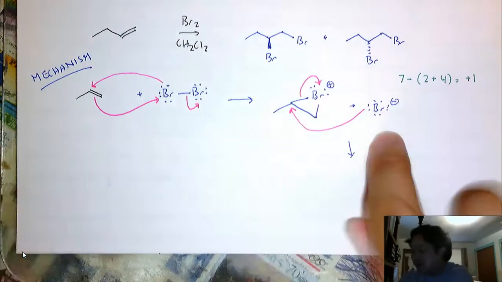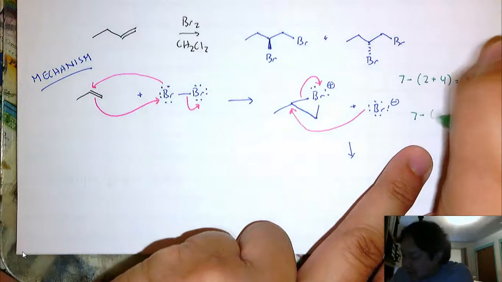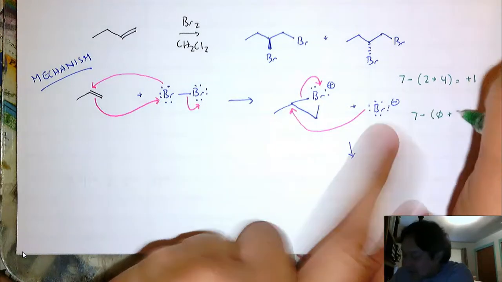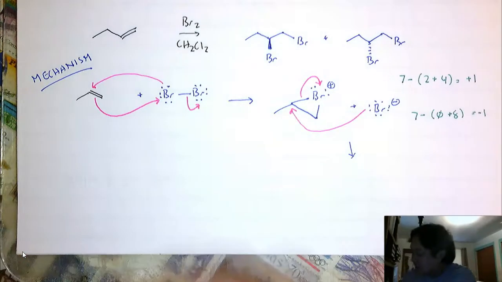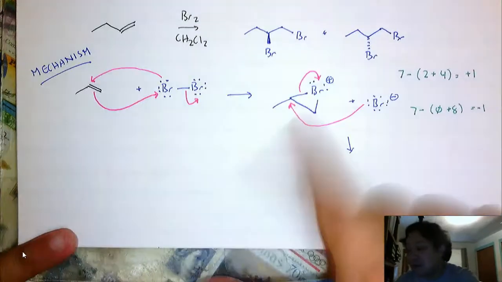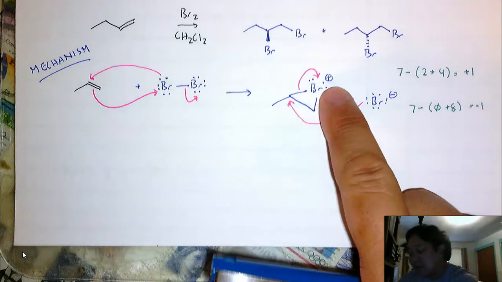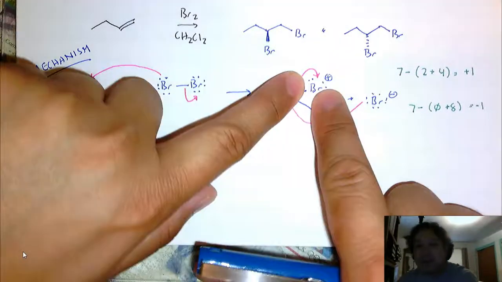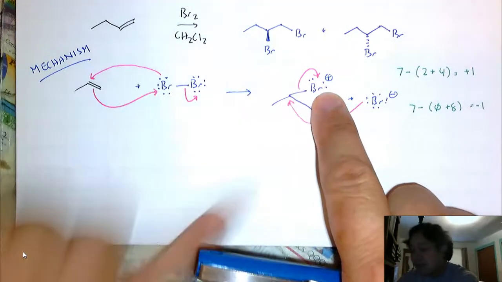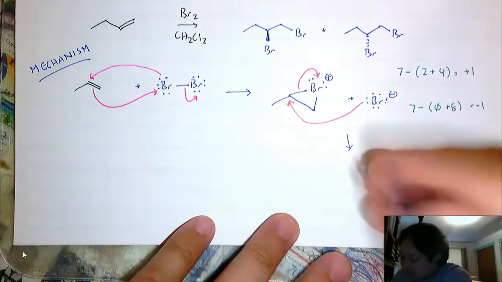If you want to do this for bromide, I know people know this already. 7 minus no sticks plus 8 balls. That's minus 1. Alright, if you made a mistake, correct it in red pen. Don't erase it, because that's a charge that people tend to forget. Do you have to draw the lone pairs? You don't have to draw the lone pairs. But if you draw one of the lone pairs, you have to draw all of the lone pairs on that atom.